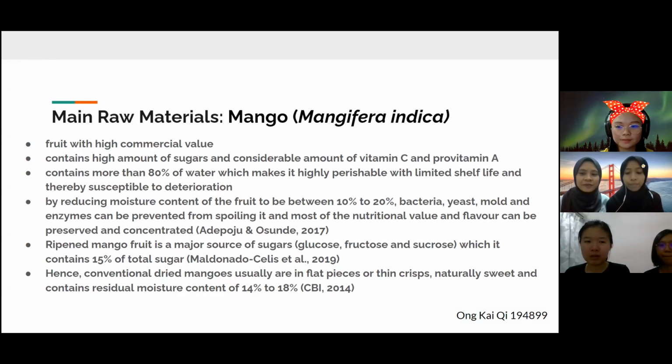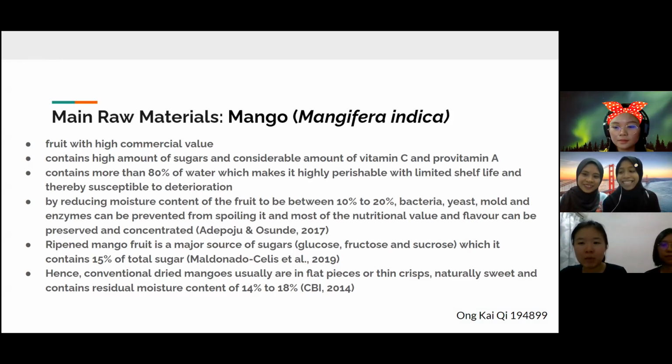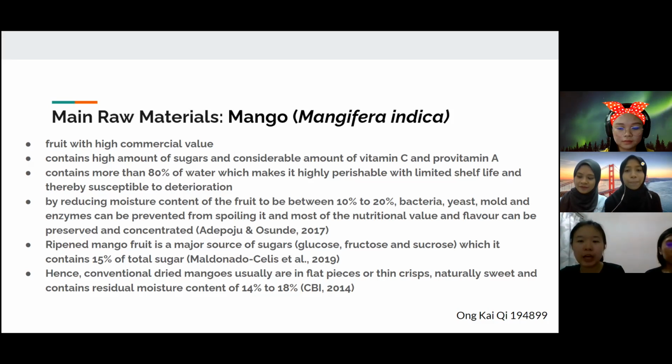For our product, the main raw material is mango, which is a food with high commercial value. It contains a high amount of sugar and a considerable amount of vitamin C and provitamin A. Mango contains more than 80% of water, which makes it highly perishable with limited shelf life. Hence, by producing the snack, we need to reduce the moisture content of the fruit to between 10% and 20%. By doing so, we can prevent bacteria, yeast, mold, or enzymes from spoiling it, and most of the nutritional value and flavor can be preserved and concentrated.